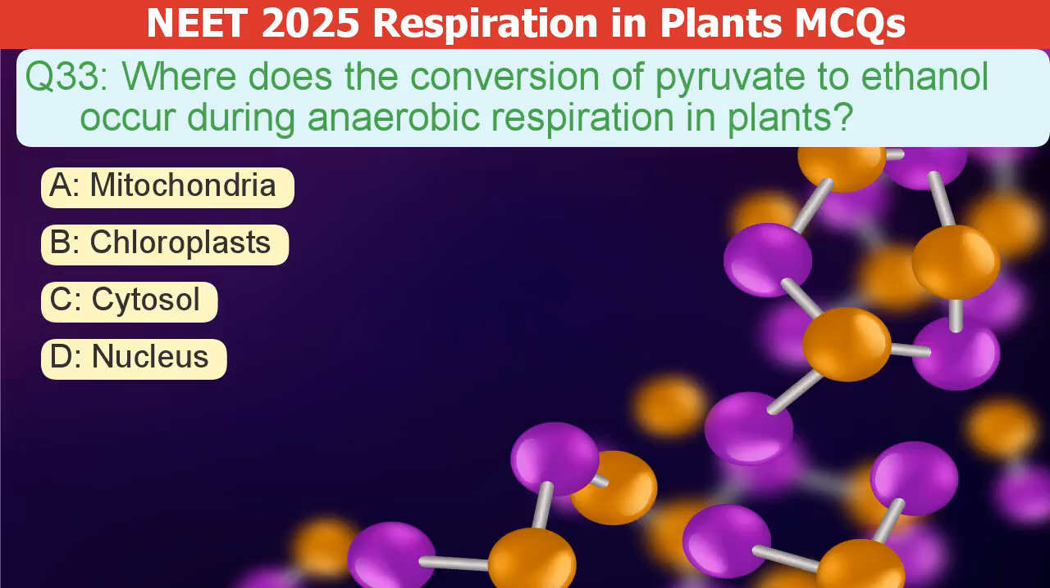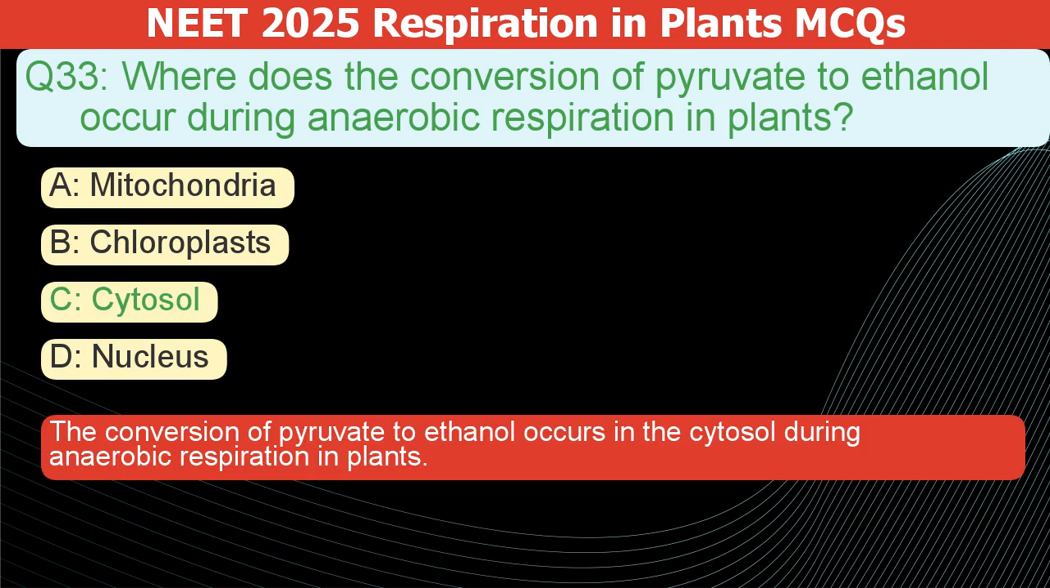Where does the conversion of pyruvate to ethanol occur during anaerobic respiration in plants? A. Mitochondria. B. Chloroplasts. C. Cytosol. D. Nucleus. The correct answer is C. The conversion of pyruvate to ethanol occurs in the cytosol during anaerobic respiration in plants.